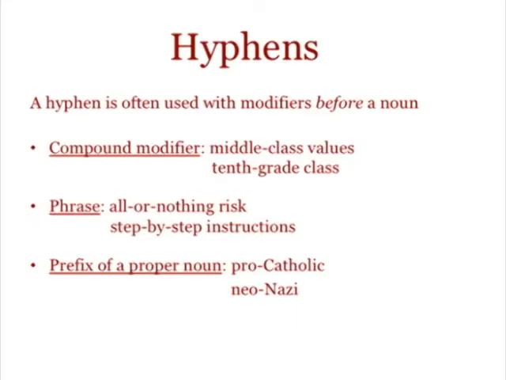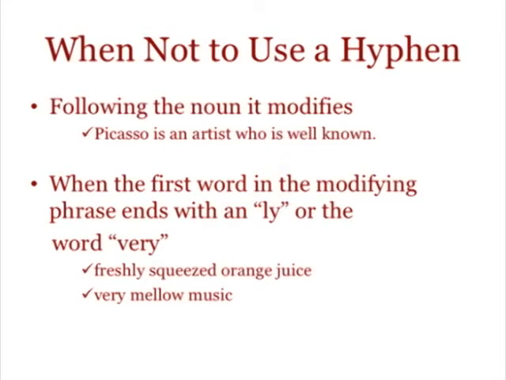You also use a hyphen with a phrase that modifies a noun, such as all-or-nothing risk, or step-by-step instructions, or with a prefix of a proper noun such as pro-Catholic or neo-Nazi. However, it is important to note that hyphens are only used when the modifiers come before the noun. We would use a hyphen if we were to say that Picasso is a well-known artist, but we would not use a hyphen if we were to say that he is an artist who is well known.